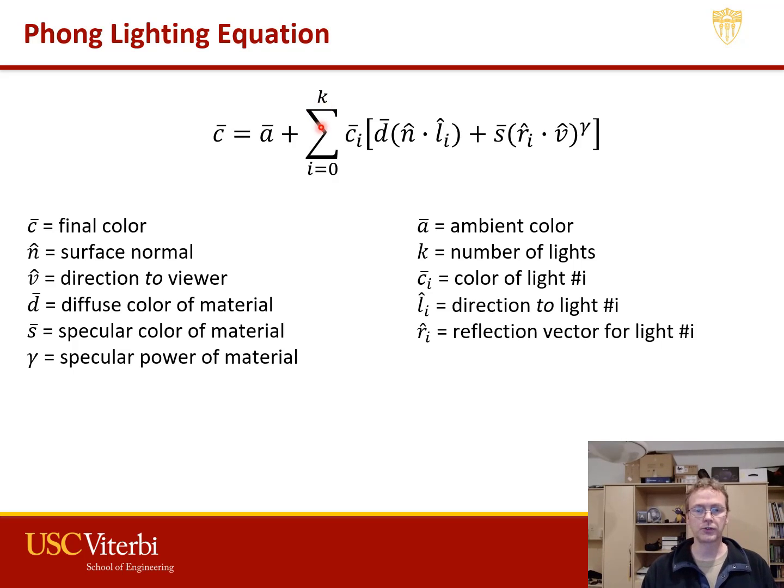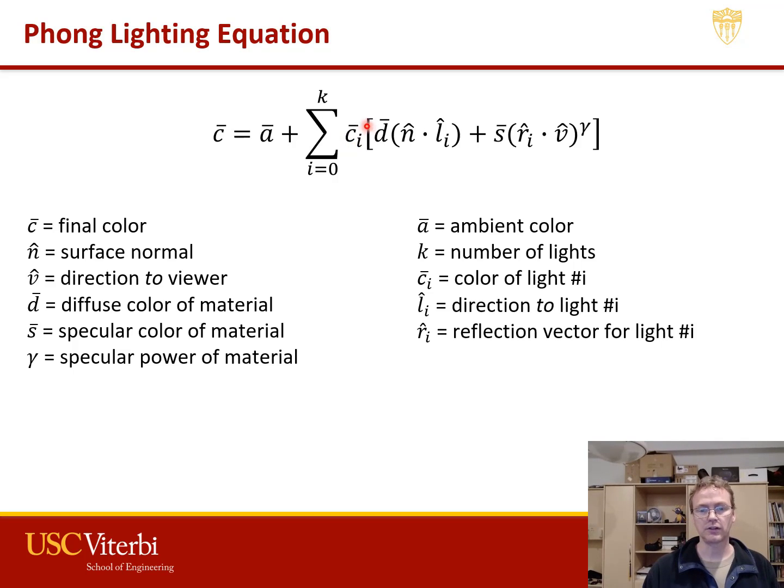This big old sigma is a sum. It means sum over all the lights. K is the number of lights. And I'm going to use the subscript I for light number I. So starting with 0, let's say we have 5 lights in our scene. We'll go 0, 1, 2, 3, 4, and that'll be our 5 lights because, you know, we count from 0.